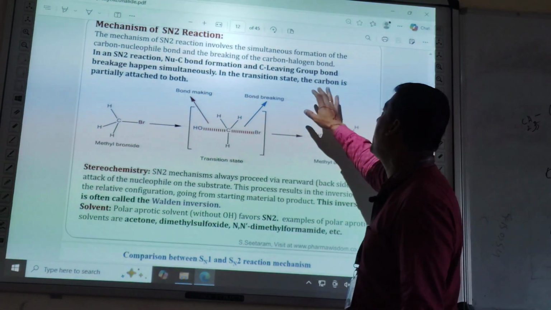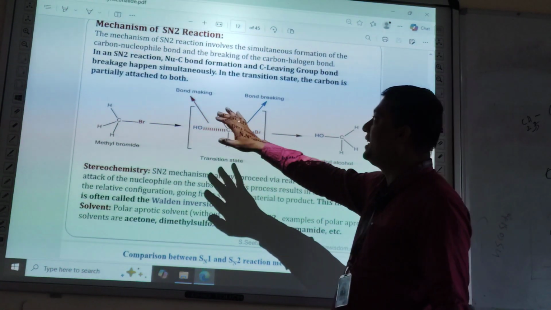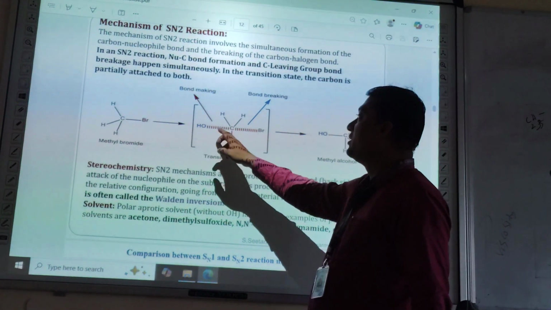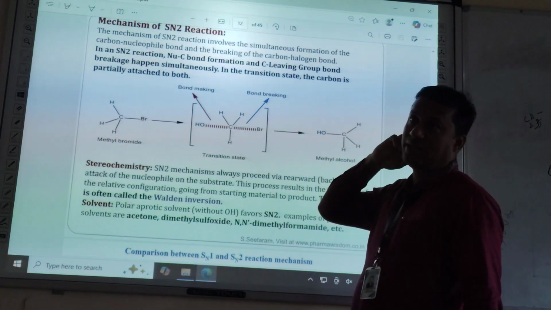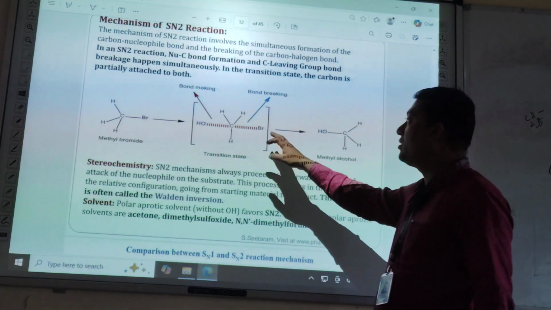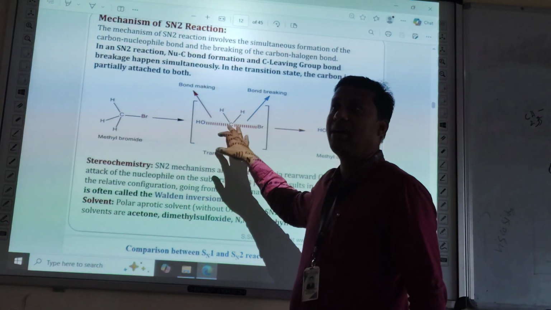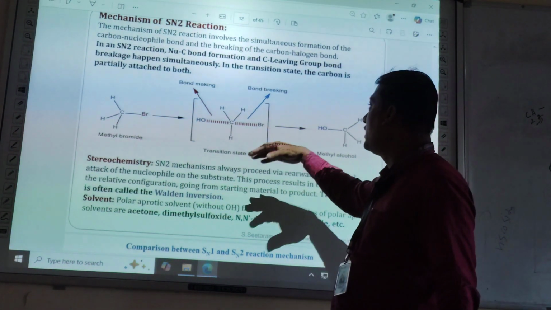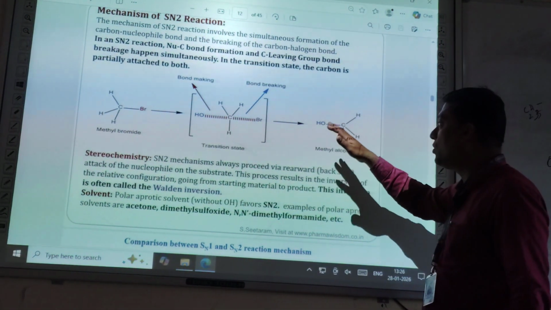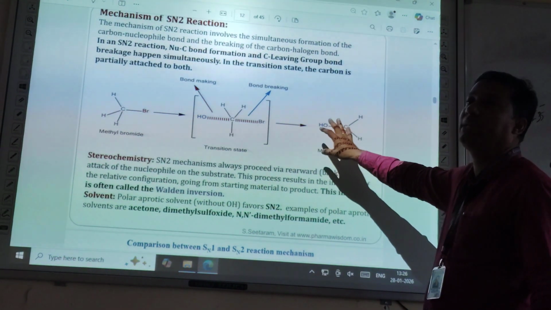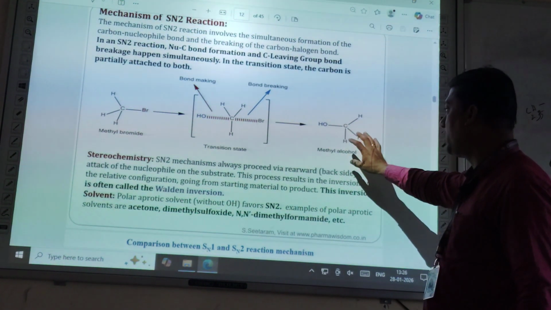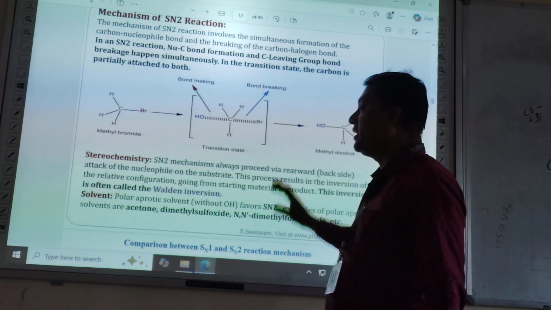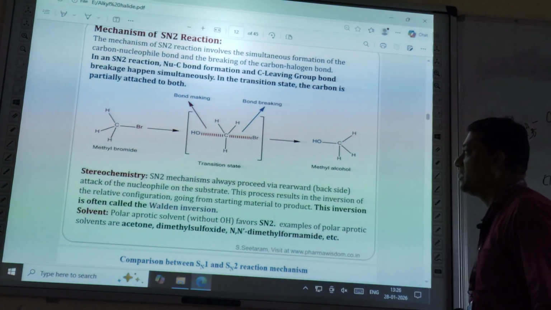In the transition state, the carbon is partially attached to both. In this transition state, the OH ion and the bromide ion are partially bonded, not fully attached. Then the leaving group will be liberated and the new bond will form with the OH minus. This is the product, methyl alcohol; this is the methyl bromide, and this is the intermediate stage or transition state.